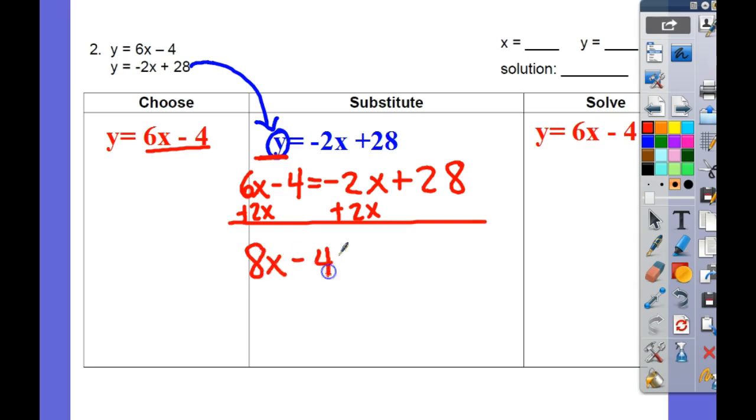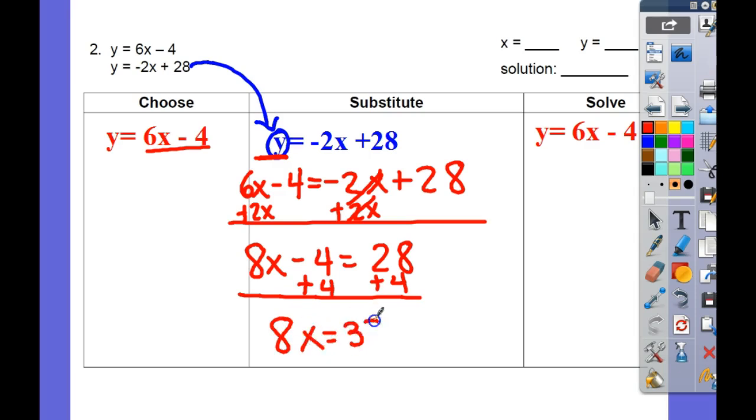8x minus 4 equals, cancel, cancel, 28. Add 4 to both sides. 8x equals 32. Divide both sides by 8. And x is equal to 4.